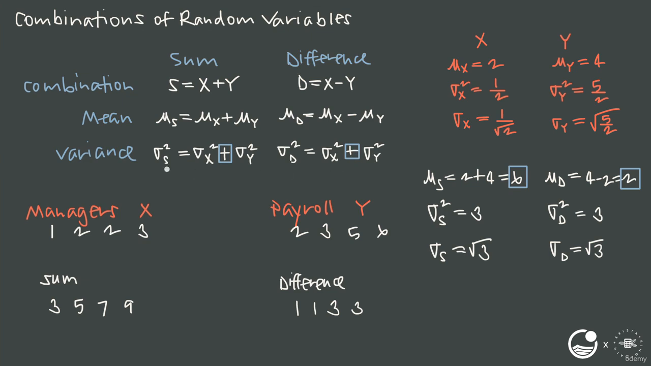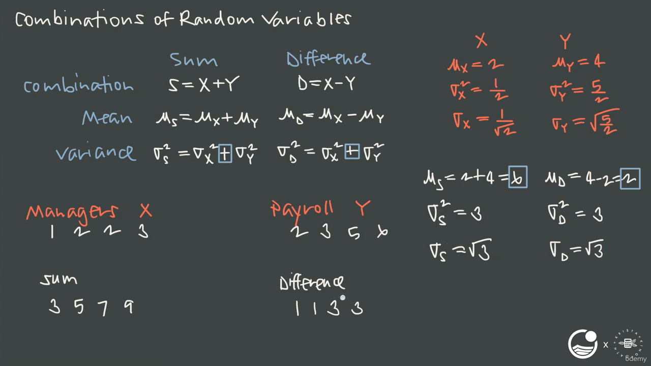And that's because we can't find the standard deviation of the sum by summing the standard deviations. And we can't find the standard deviation of the difference by summing the standard deviations or taking the difference of the standard deviations. The only way to get to standard deviation for the combination is to first find the variance of the combination by summing the variances of the original data sets, and then to take the square root of variance in order to get standard deviation.